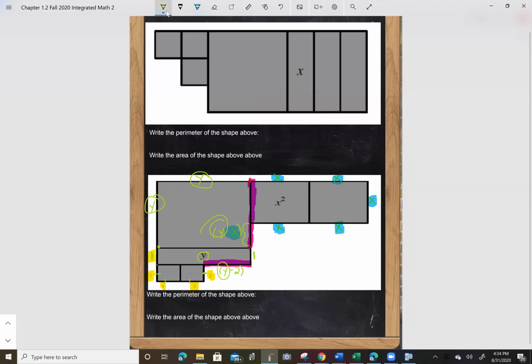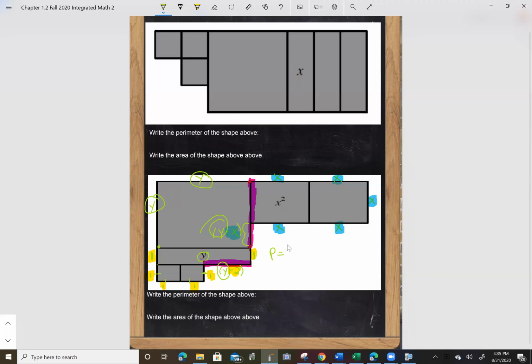Y. Oops, I forgot a 1. Do you see the 1 I forgot? I forgot this 1. And actually, I'm going to highlight this -2 because it is also just a number in yellow.